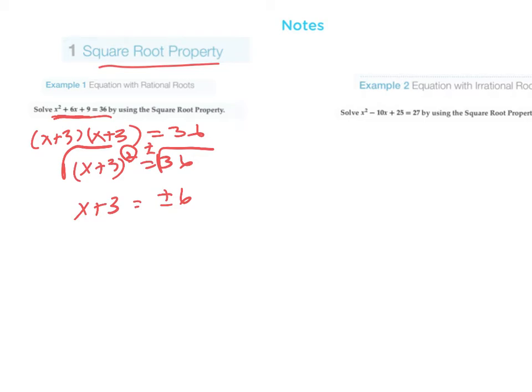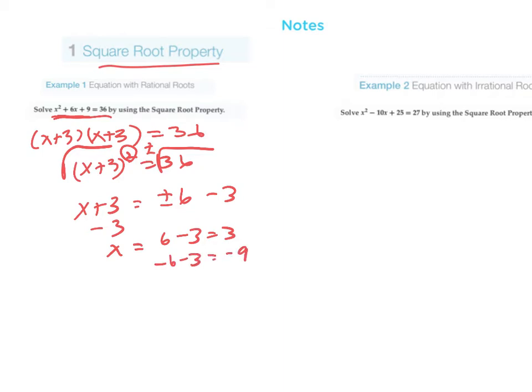So now I can minus the 3 to get my x by myself. So I get a 6 minus 3, because it's a positive 6, which equals 3. And then I also have a negative 6 minus 3, which equals a negative 9. So I have two answers.